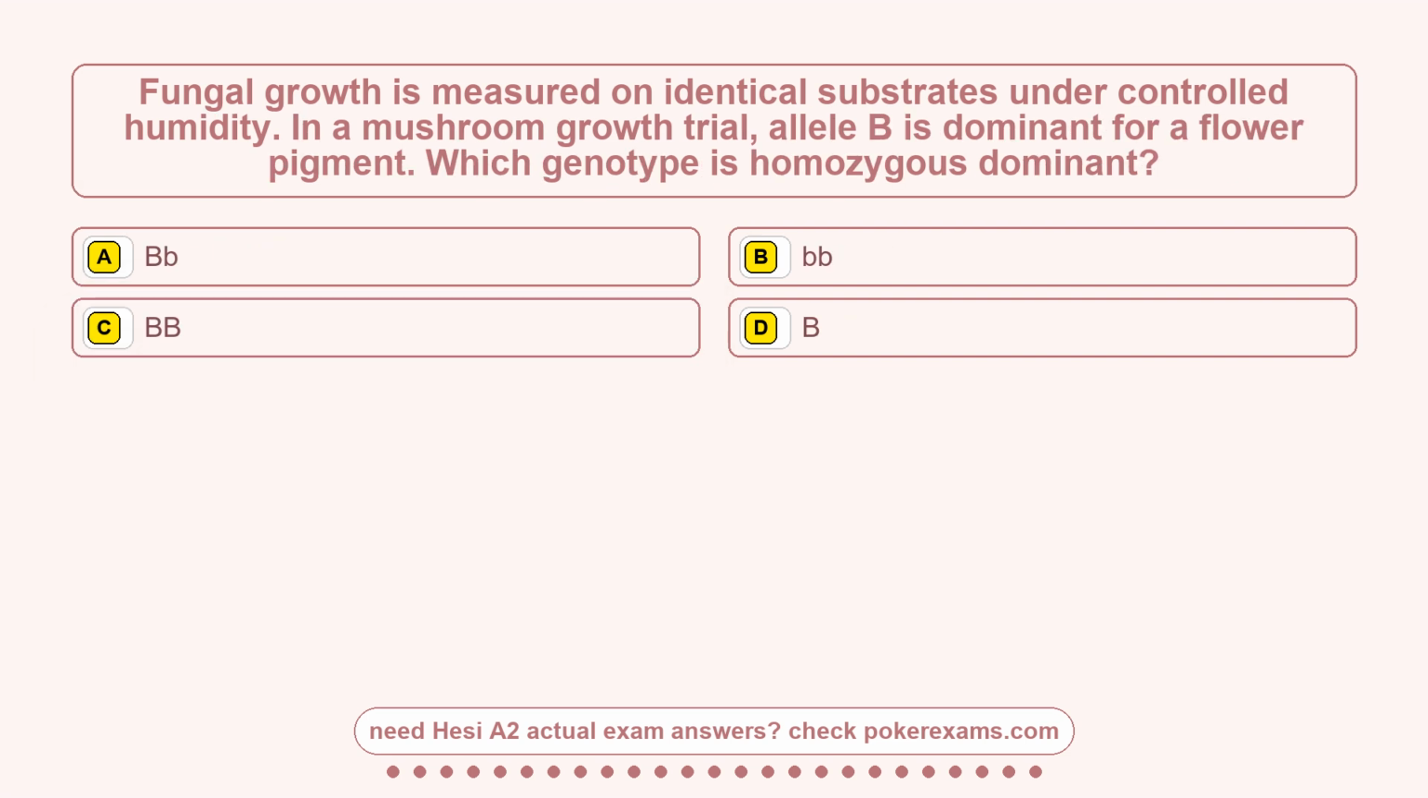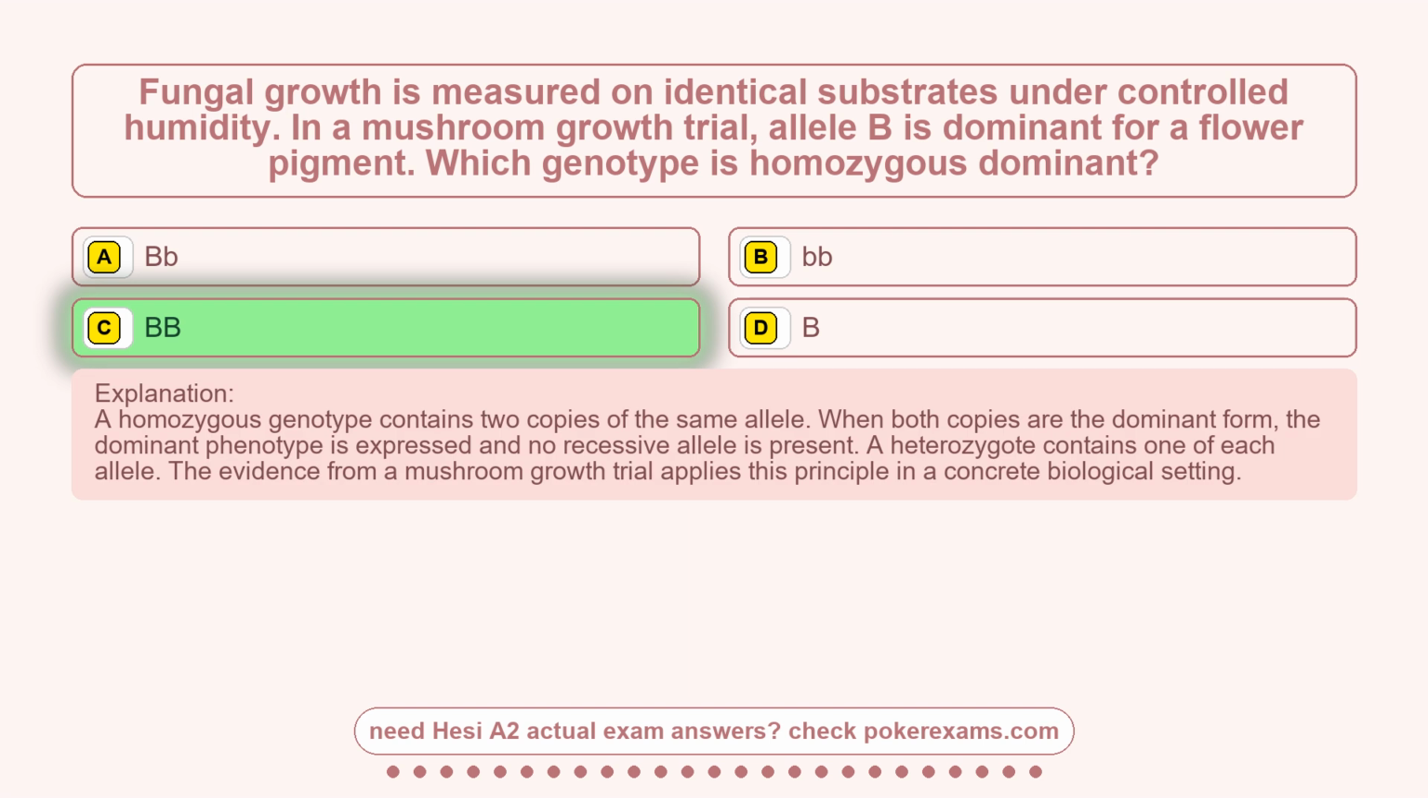Question 14. Fungal growth is measured on identical substrates under controlled humidity. In a mushroom growth trial, allele B is dominant for a flower pigment. Which genotype is homozygous dominant? Option A BB, Option B BB, Option C BB, Option D B. The correct answer is Option C, BB.